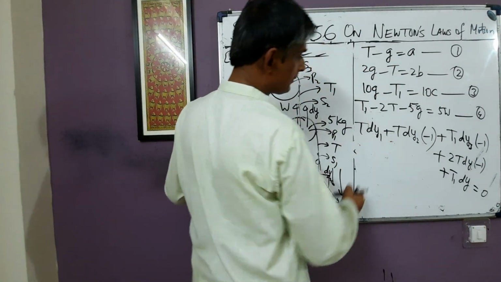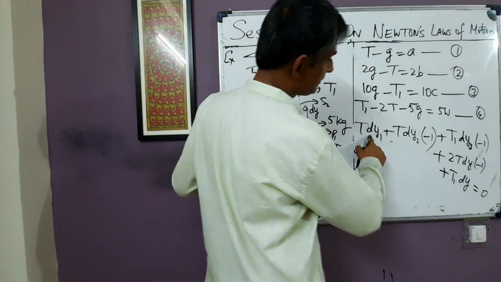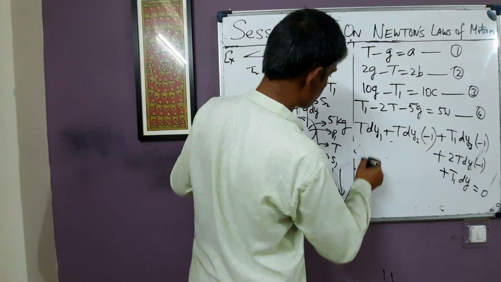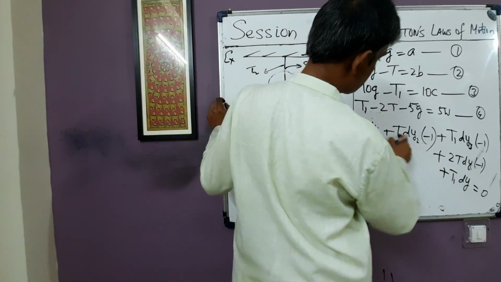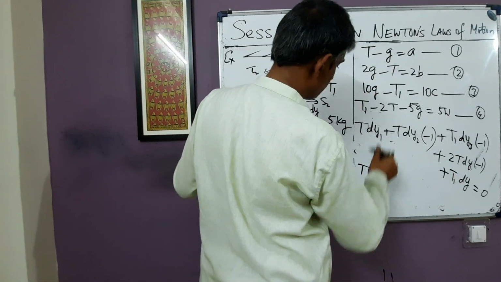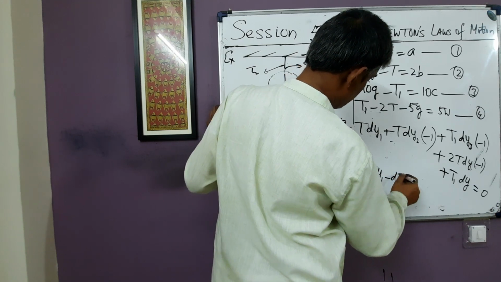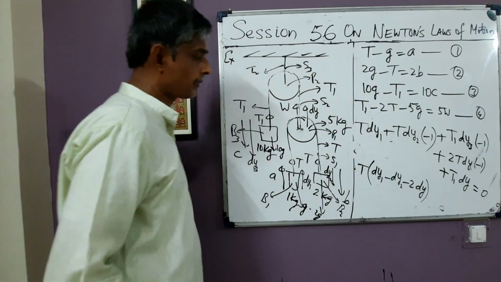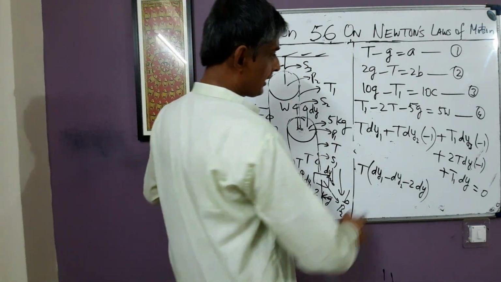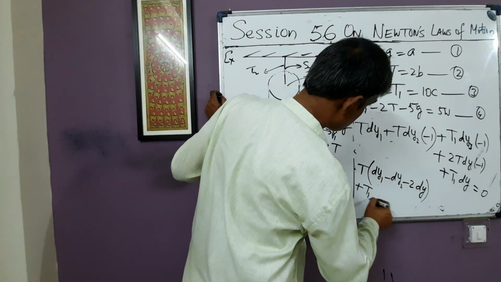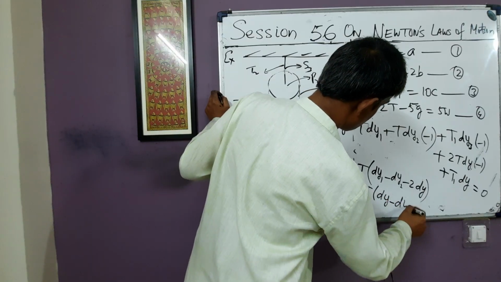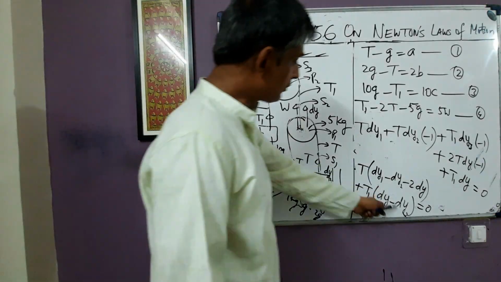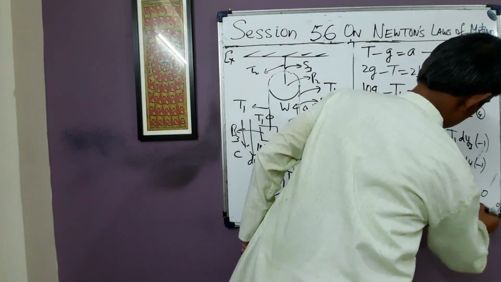So now what do we get? dy1 is here. I take T common in this term. How much will T become? dy1 minus dy2 minus 2 dy. And T1 I take common here, dy minus dy3, is equal to 0. See, this is the constraint relation which you are going to get. This is the fifth equation.